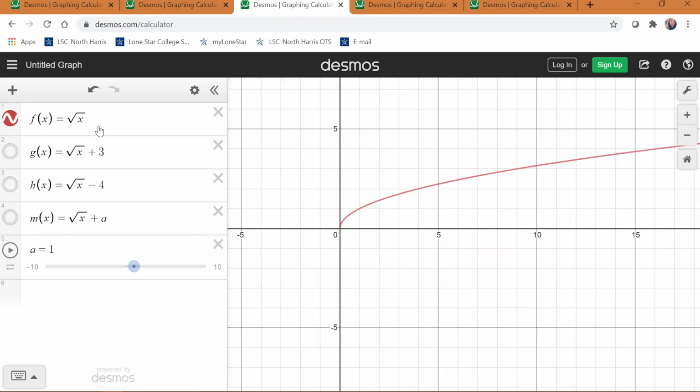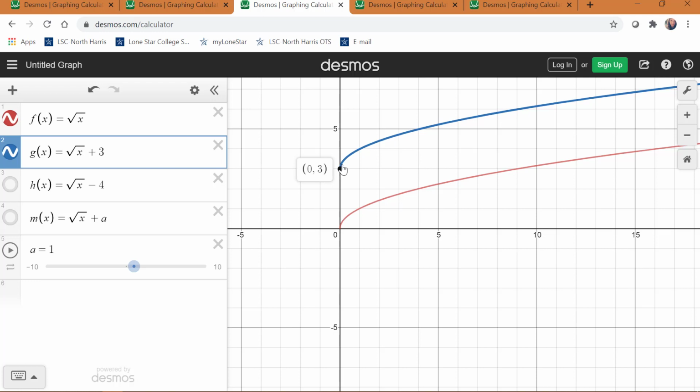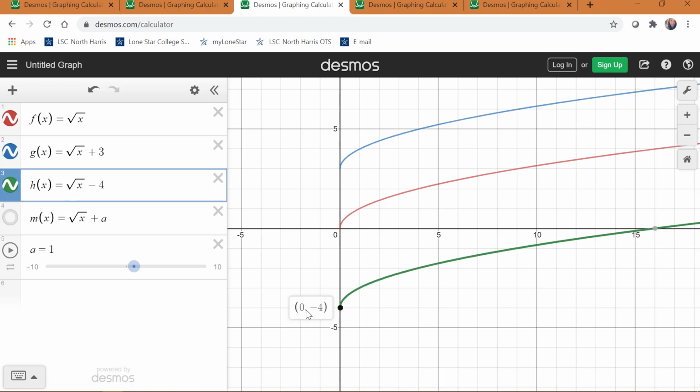Okay, it works for square root as well. Here's our square root function. If I add a 3, the graph shifts up. It starts at 0, 3, curves up and to the right. If I subtract a 4, now the graph starts down here at 0, -4 and curves up and to the right. So the shape itself, again, is staying the same. The graph is just shifting up or down according to the number we're either adding or subtracting on the outside of that square root function.